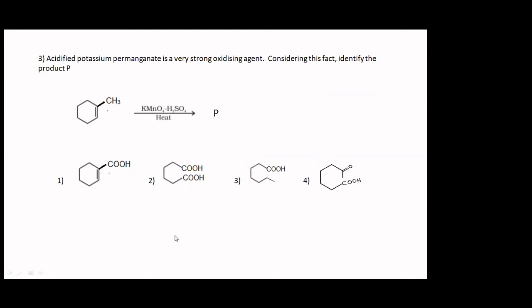Acidified potassium permanganate is a very strong oxidizing agent. Considering this fact, identify the product P. What is the product P here?